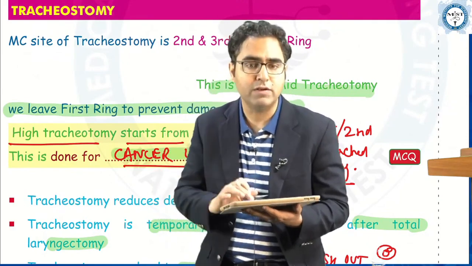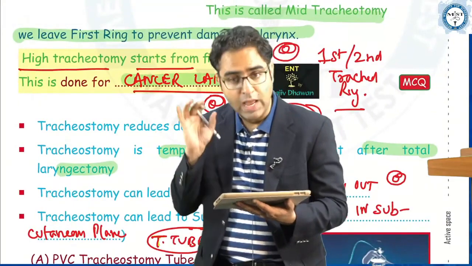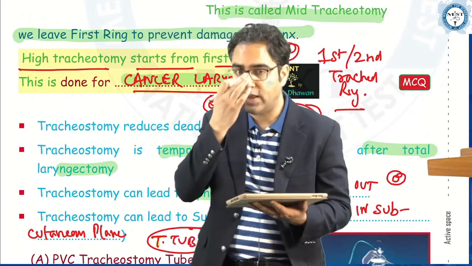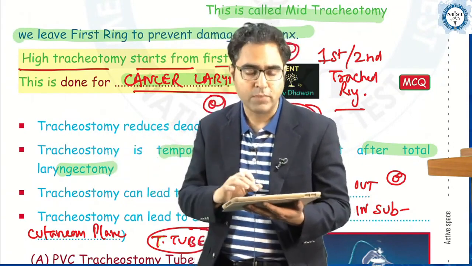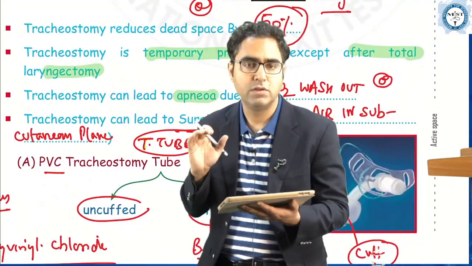High tracheostomy is done at the 1st and 2nd tracheal ring. MCA question, high tracheostomy, it is done for cancer larynx. It is done at 1st and 2nd tracheal ring. Tracheostomy reduces dead space by 50%.